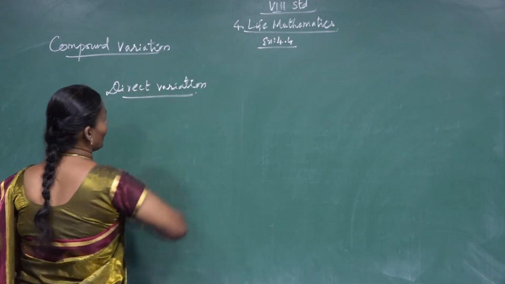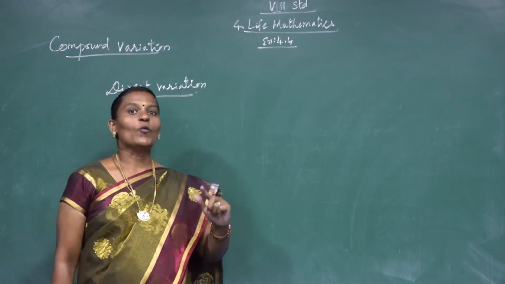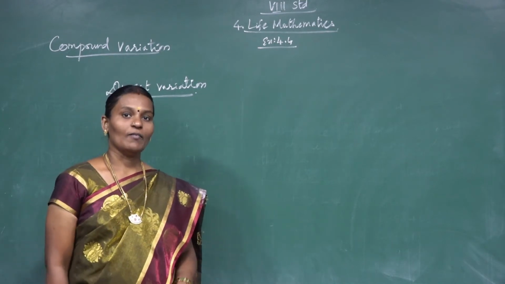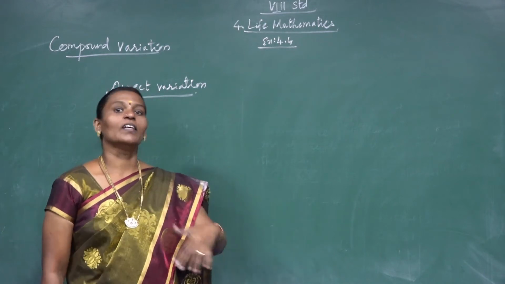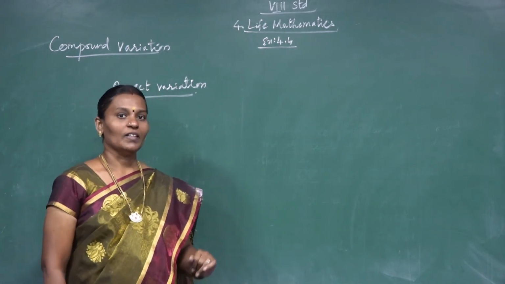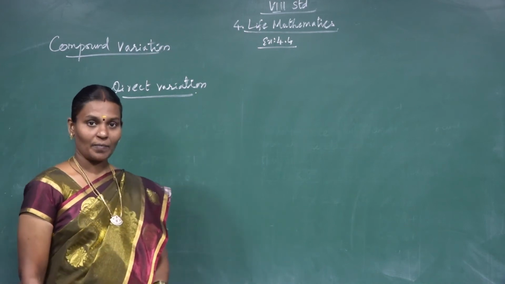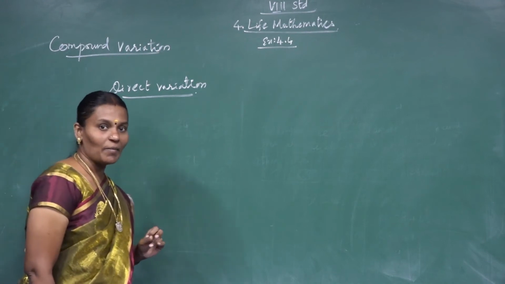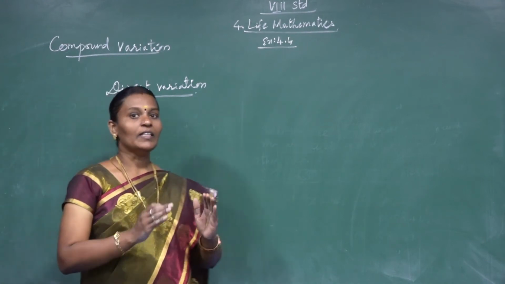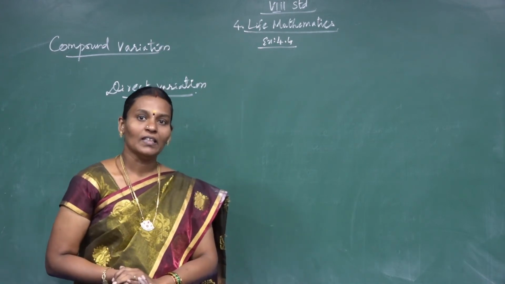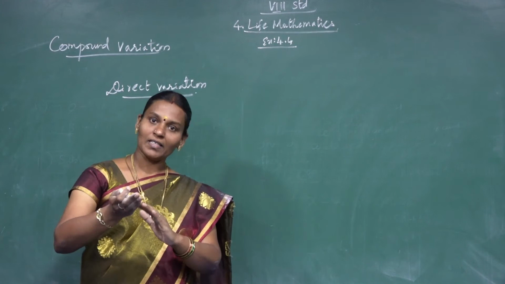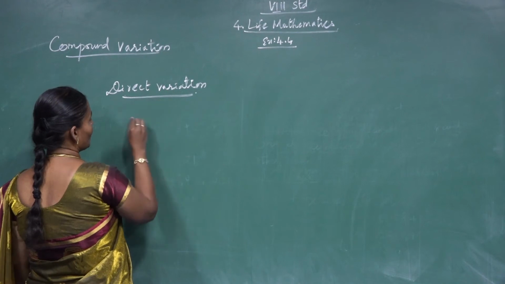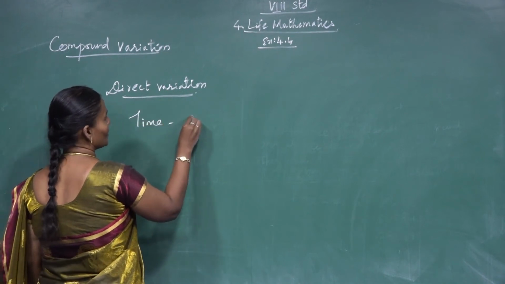What is meant by direct variation? If one quantity is increased, then the other also increases. If one quantity is decreased, then the other also decreases. That is called a direct variation. For example, time and distance. If the distance increases, the time taken to cover the distance also increases. So the example for direct variation is time and distance.